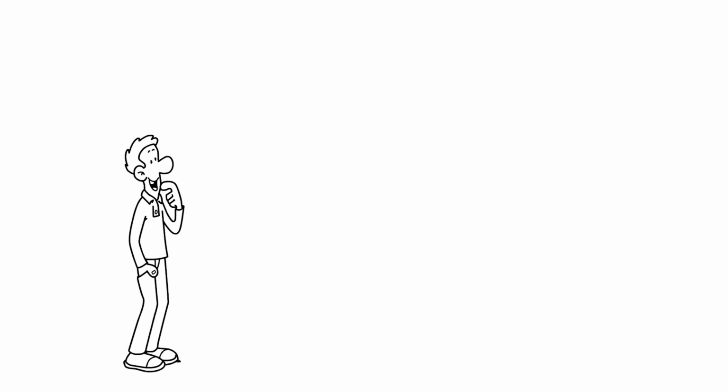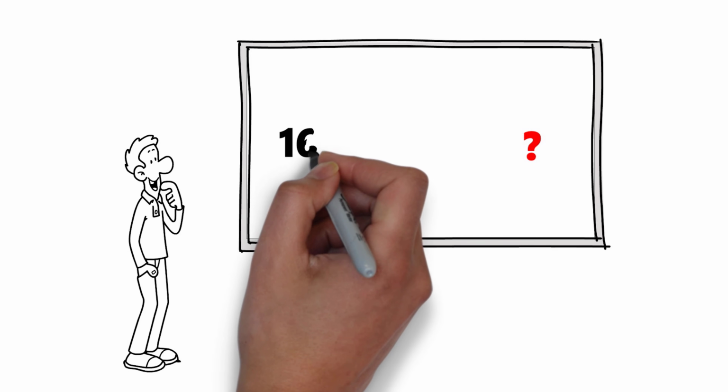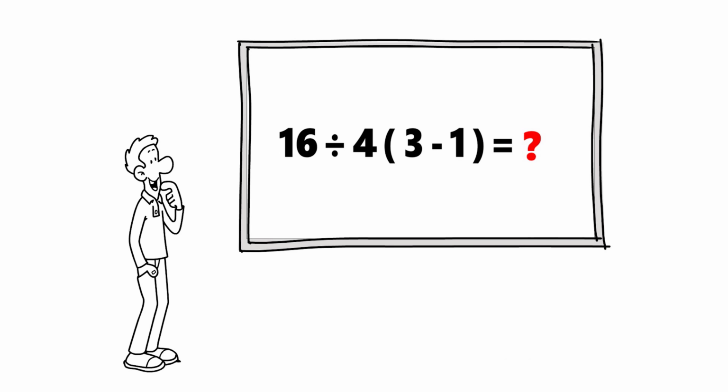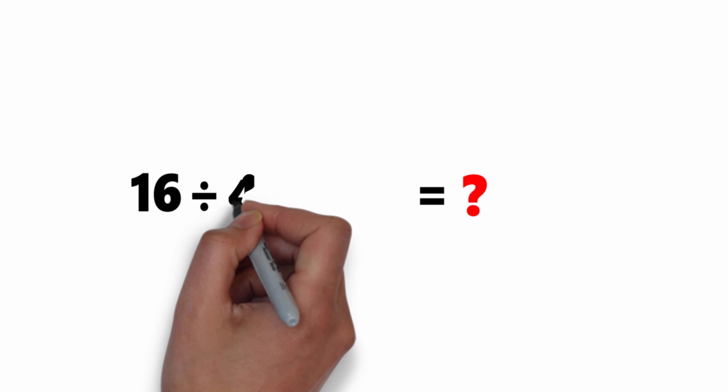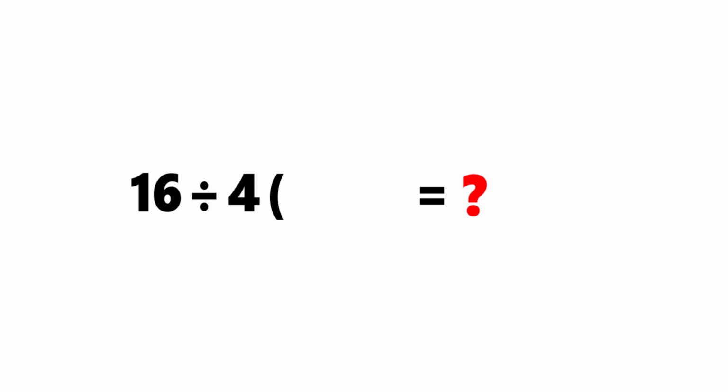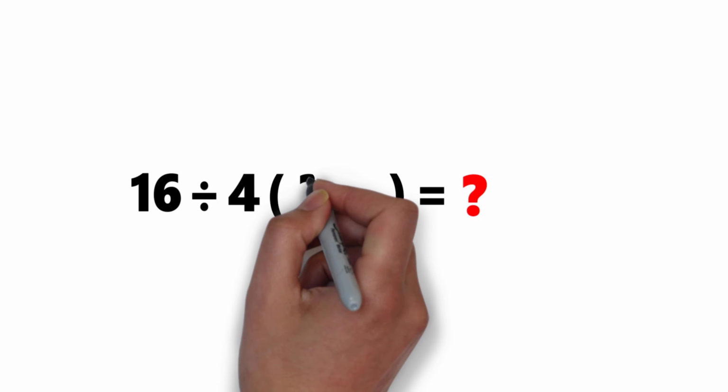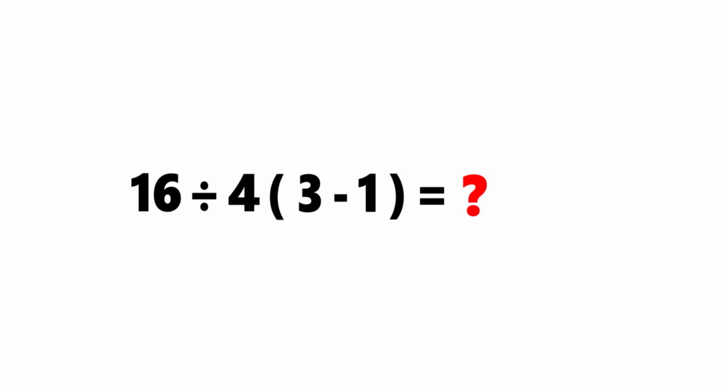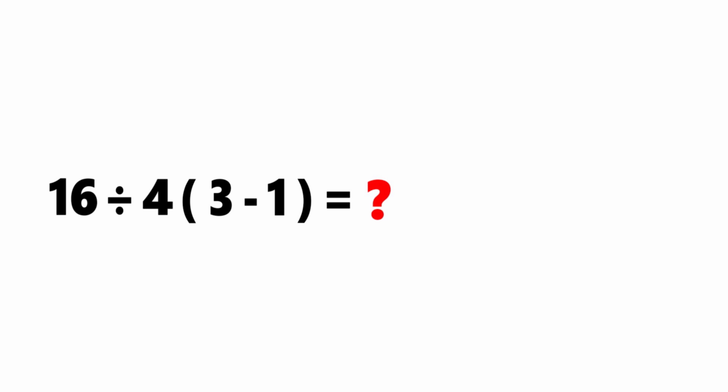Here's one of my favorite questions because it's easy to understand but might be challenging to solve. You need to calculate the expression: 16 divided by 4 and multiplied by the value in parentheses, 3 minus 1.